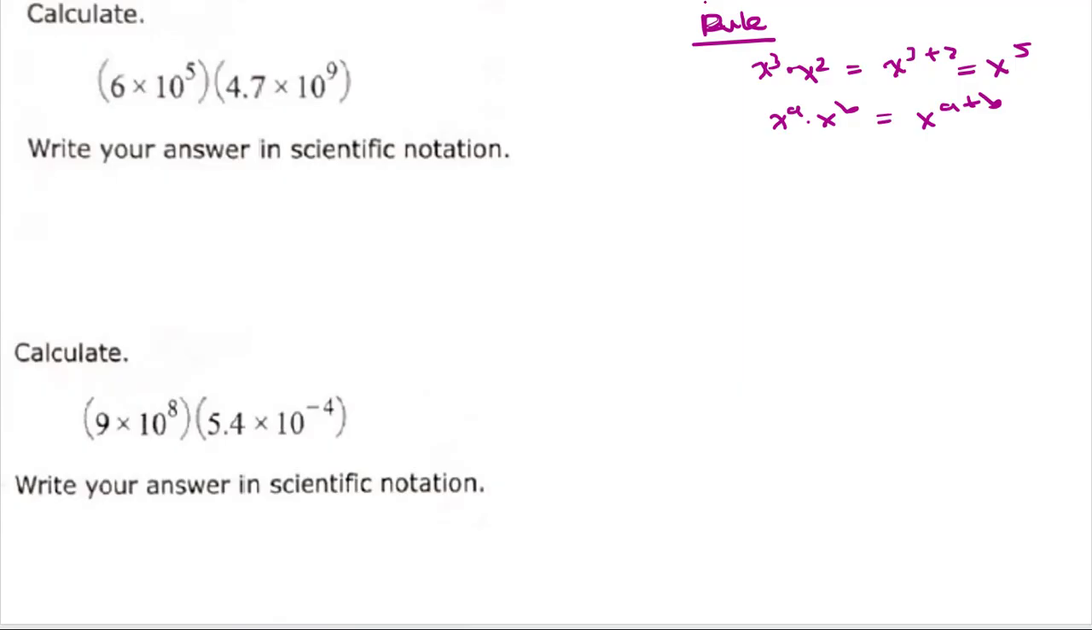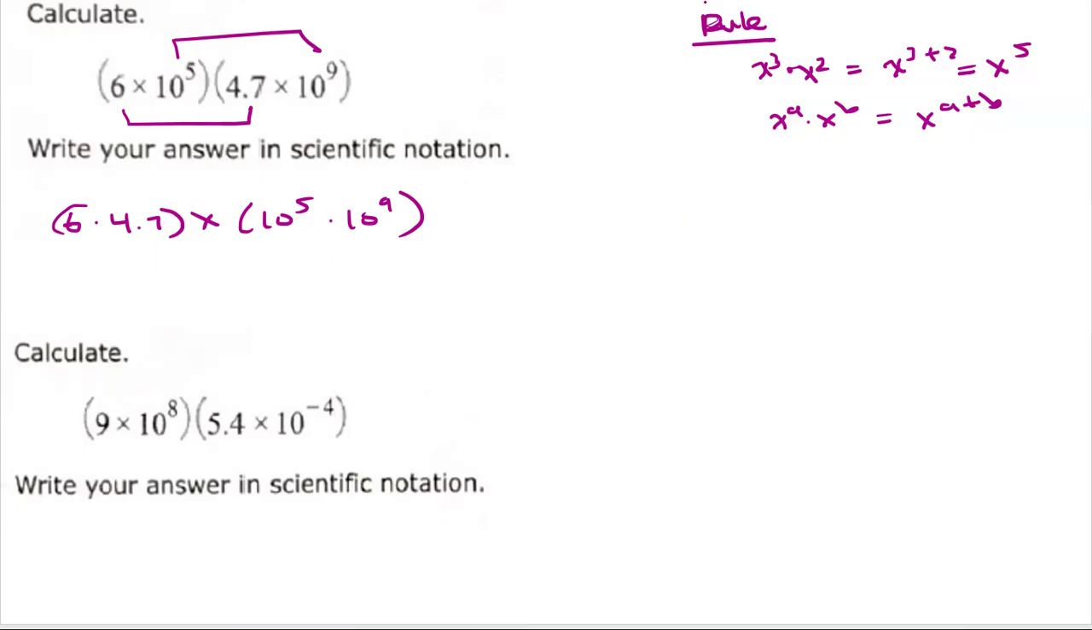But before we do that, I want to match the numbers that have no powers and then match the ones with powers. So in this case, I'm going to match these two numbers here, because they don't have any power. So that's going to be 6 times 4.7. I'm going to multiply those together. And then I'm going to match the ones with power. So that's going to be times 10 to the fifth times that 10 to the ninth power. Okay. Then I just put this in the calculator.